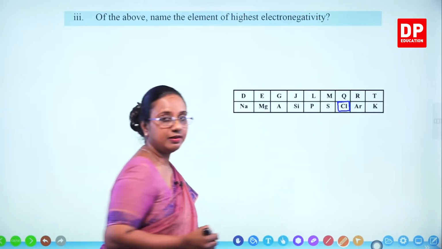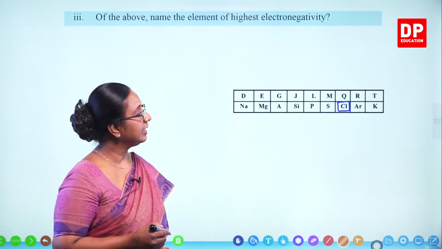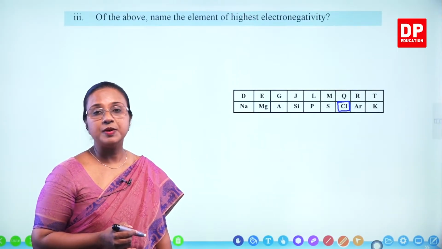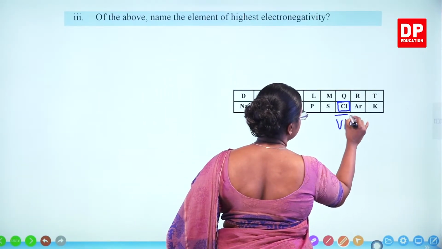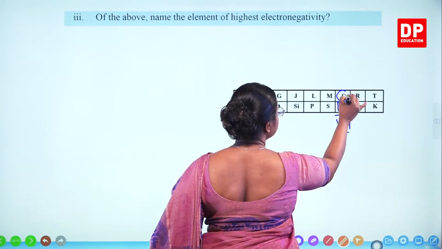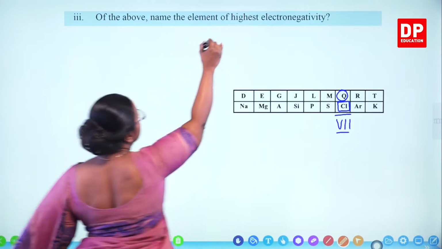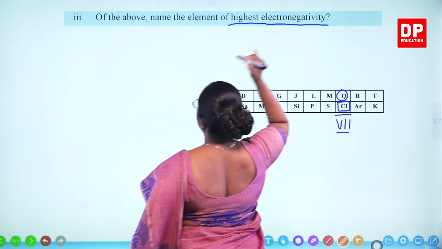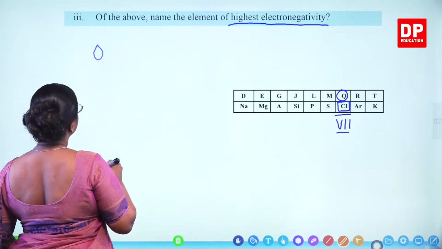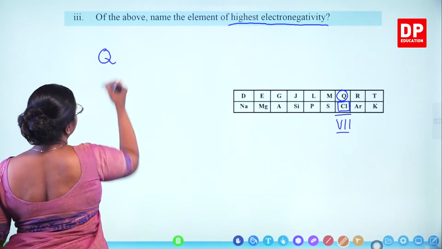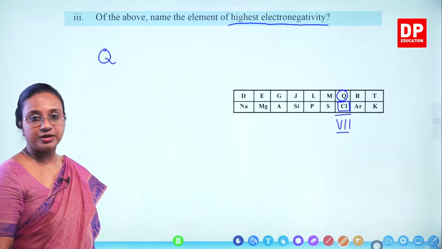Because it's one period, potassium is in the next period, we take the element that belongs to group 7. Okay, this is in group 7. So we have to write its given symbol Q. So the element with the highest electronegativity is Q. That is the element with the highest electronegativity.